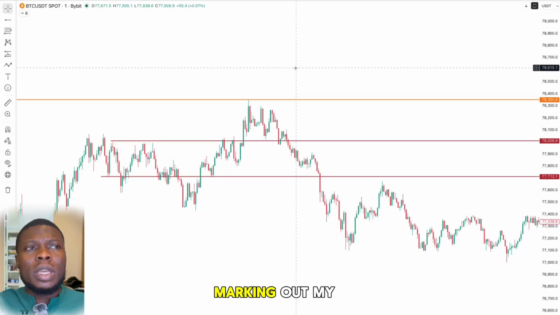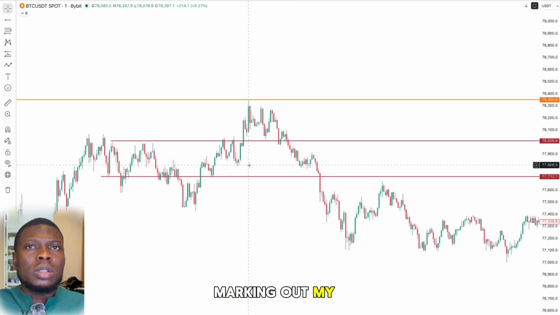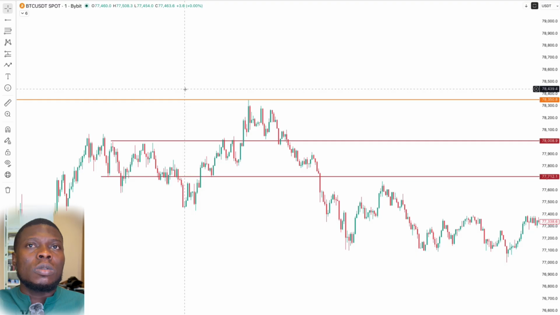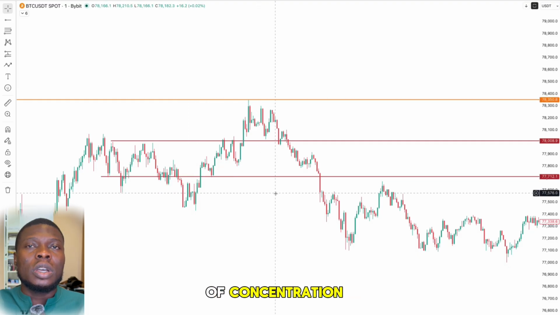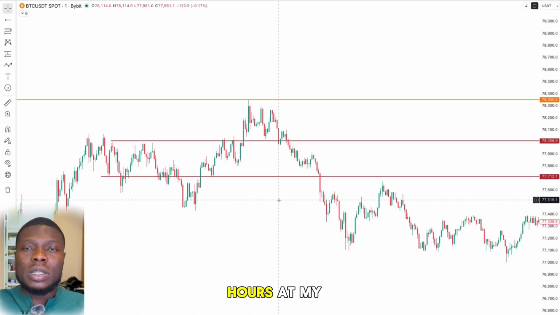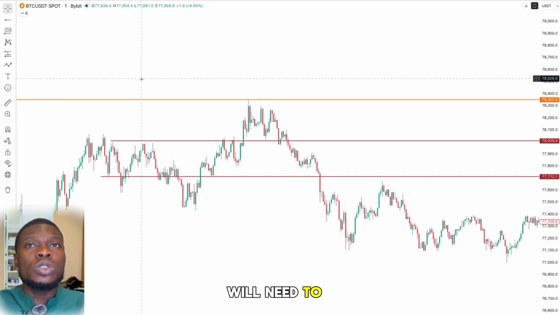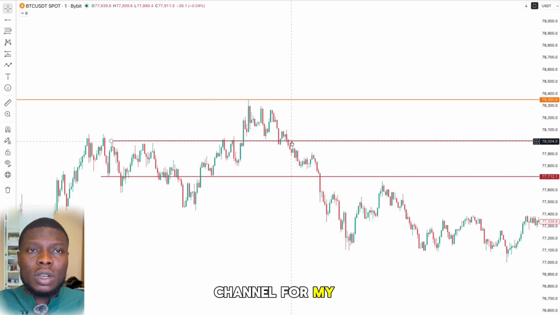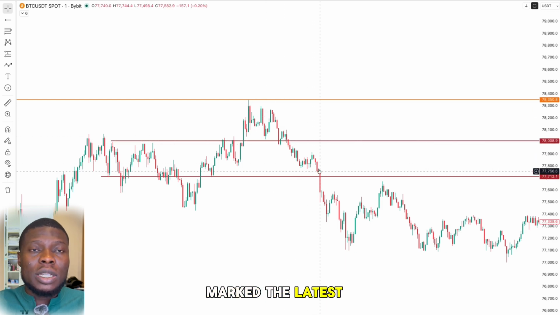Okay, so after marking out my cycle, then I'll need to measure the patterns that form until my area of concentration. Remember, I already marked my 4 hours at my area of concentration, which is around 73,000. So I will need to use a parallel channel for the cycle I marked, the latest swing.